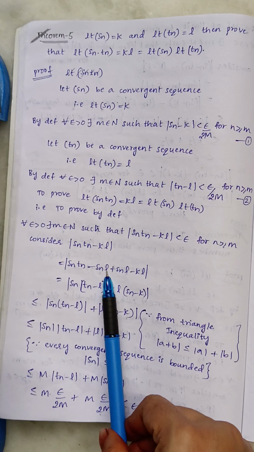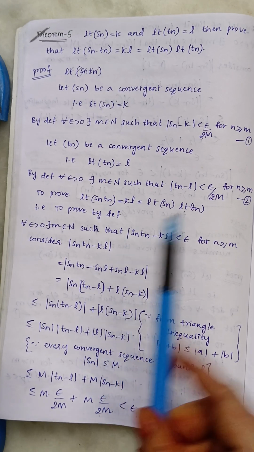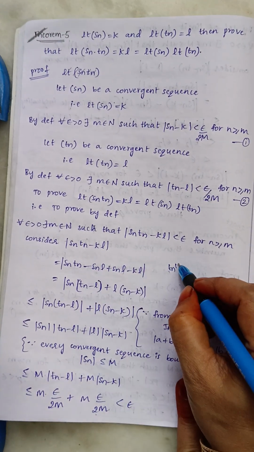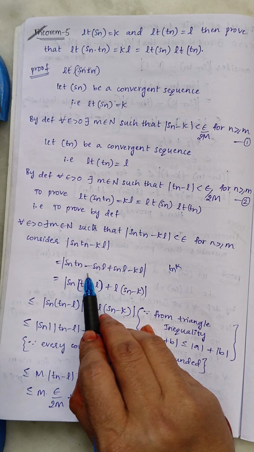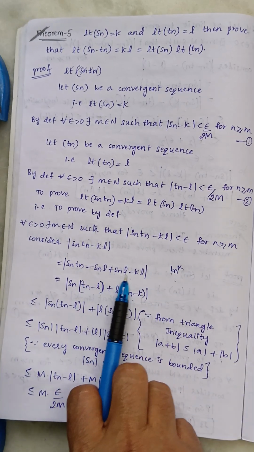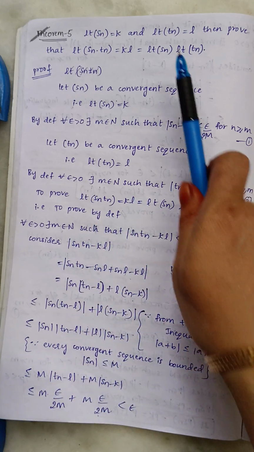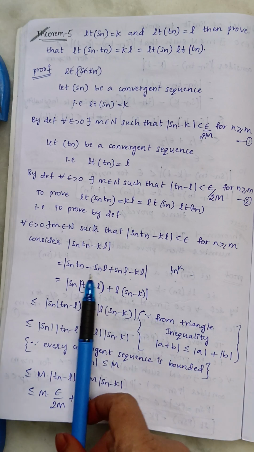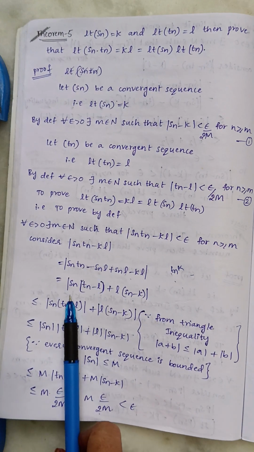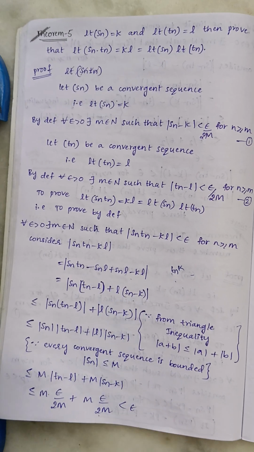So Sn into L, we can add and subtract Sn into L for this term. Or else you can add Tn into the limit value of Sn, which is k. We can also add and subtract Tn into k. Otherwise we can add and subtract Sn into L. To prove the product of two sequences is equal to the product of their limits, we need to add and subtract this term, and from these two we can take Sn as common, then Tn minus L. From these two take L as common, then Sn minus k.